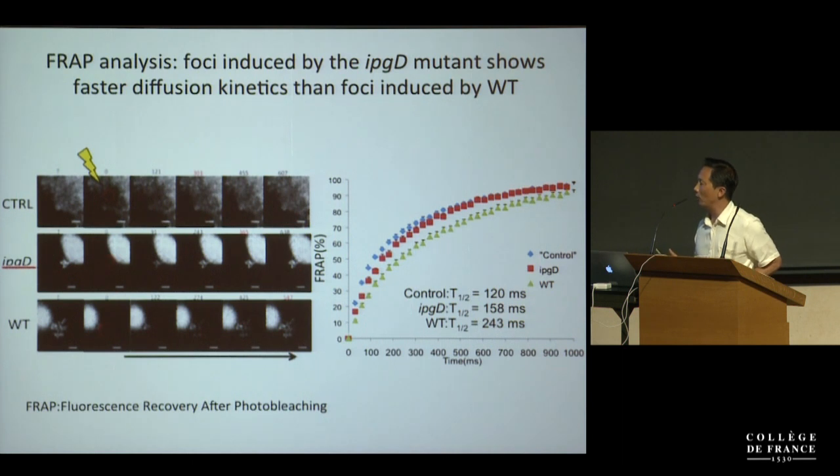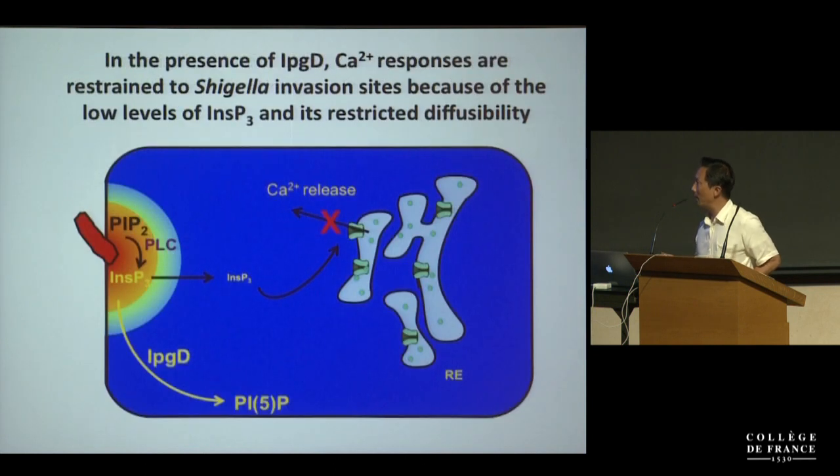And we had this hint before because, just looking at the entry site, we saw that the IPGD mutant made foci where actin was less dense, less polymerized, and therefore this is consistent with the notion that the IPGD mutant induces foci that are less restrictive in diffusion. And if one combines the two notions, then one can understand why IPGD confines local signals.